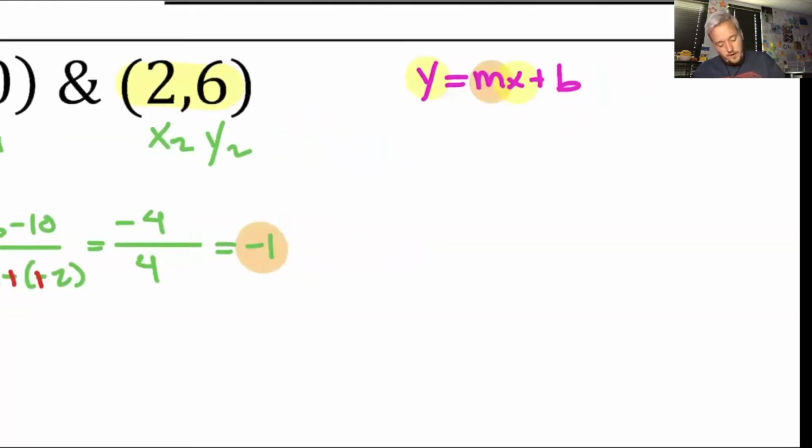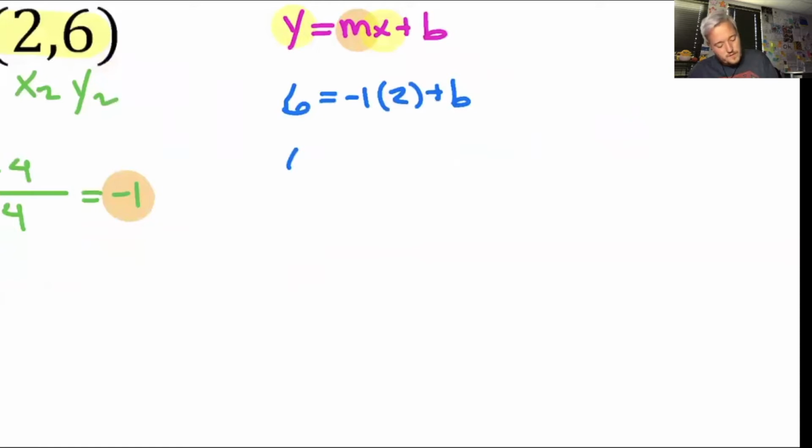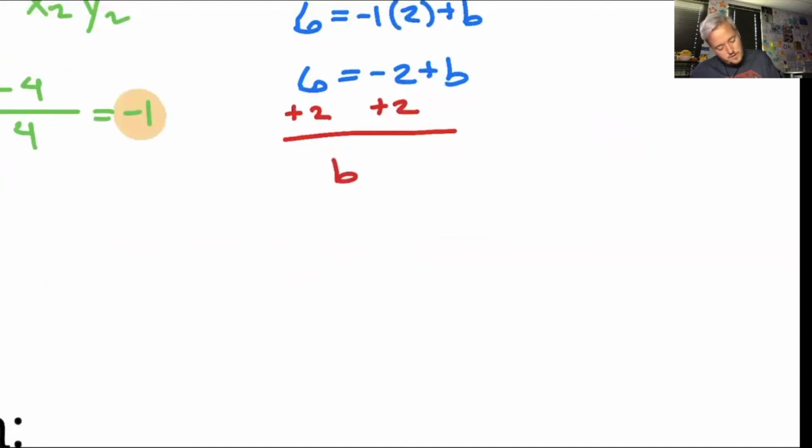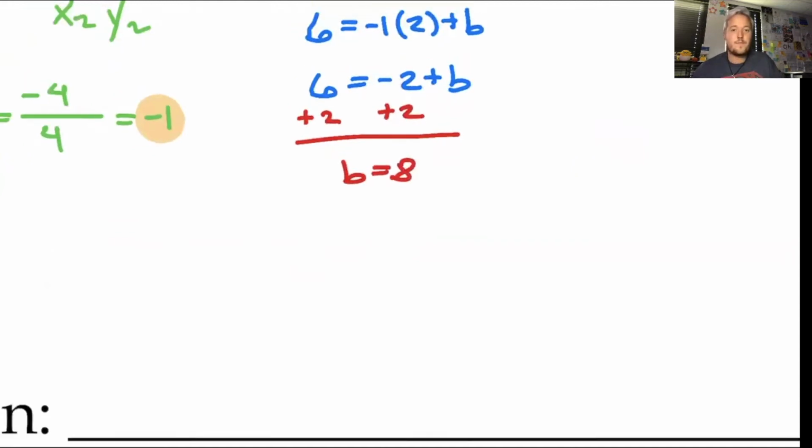So for my y value, I'm going to plug in 6. It's the y value of my coordinate. For my m value, that's my slope. I'm going to plug in -1. And for my x value, I have a +2 from my coordinate. So now I just have my b value that I need to solve for. So I'm going to have 6 equals -2 plus b. Now in order to solve for b, I need to get rid of that -2. So I'm going to add it on both sides. So I'm going to have b equals 8.